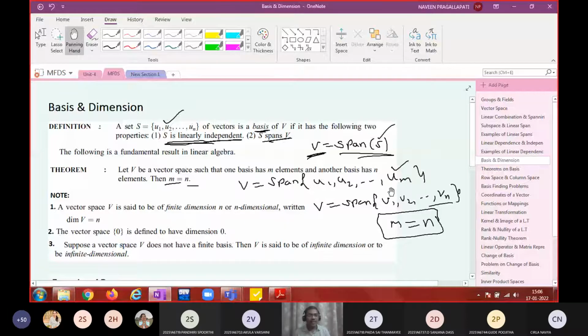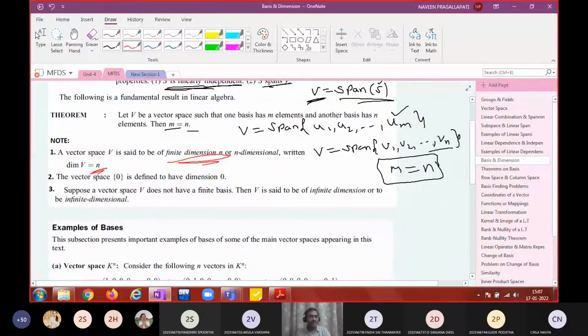So then what is the dimension? Dimension is nothing but the number of elements in the basis. The space is said to be finite dimensional if that number n is finite. That means if you are able to generate a given space with finitely many linearly independent vectors, then it is said to be finite dimensional, otherwise an infinite dimensional vector space.